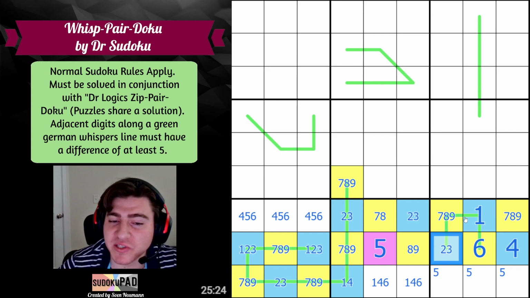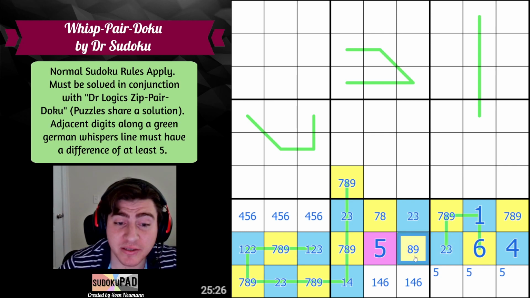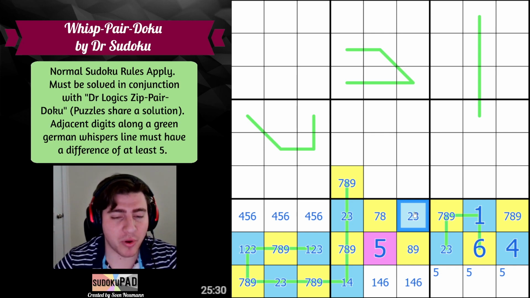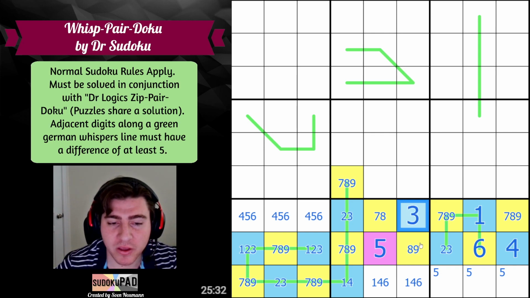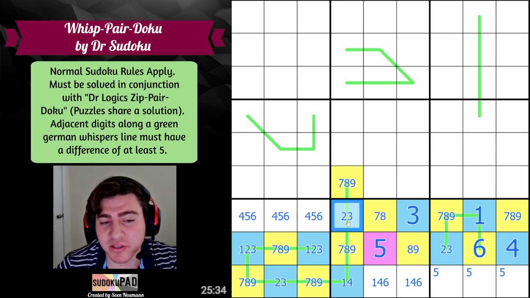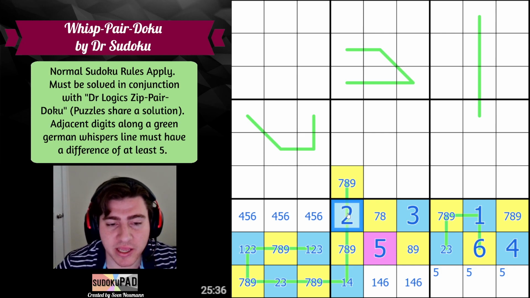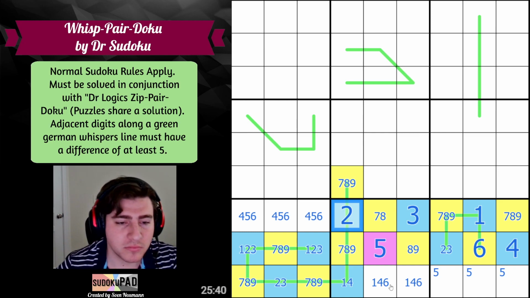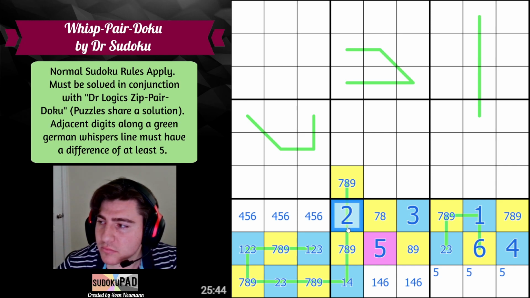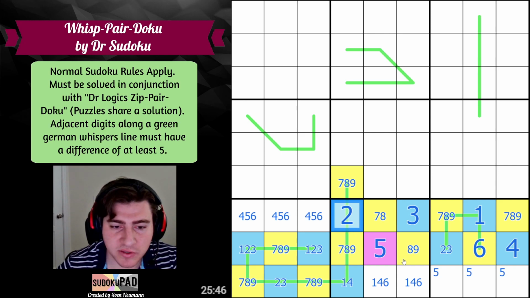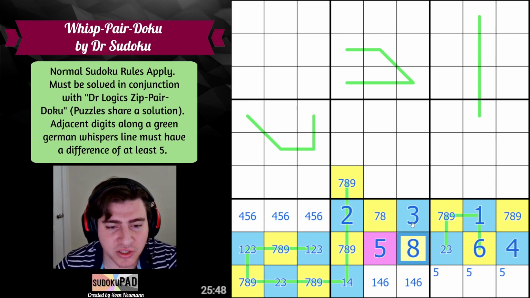So box eight, cell three must be a 3. That tells us the 2 goes in box 8 cell 1. And it tells us that in box eight, cell six is 8. Okay. And it tells us that in box eight, cell five is 3.